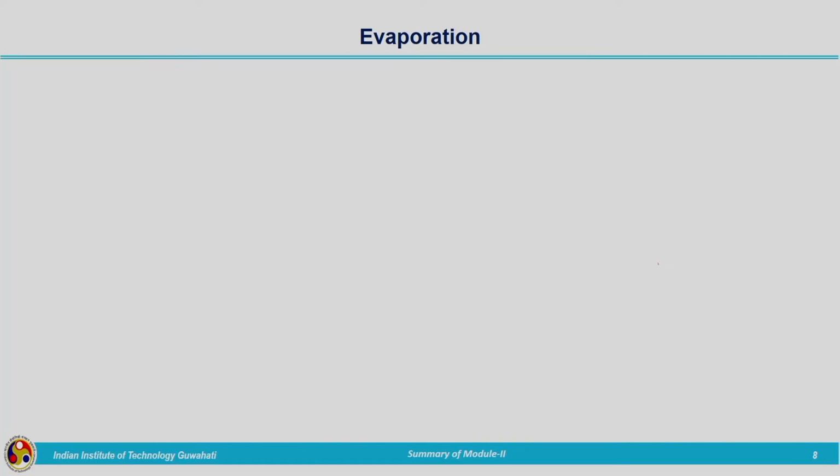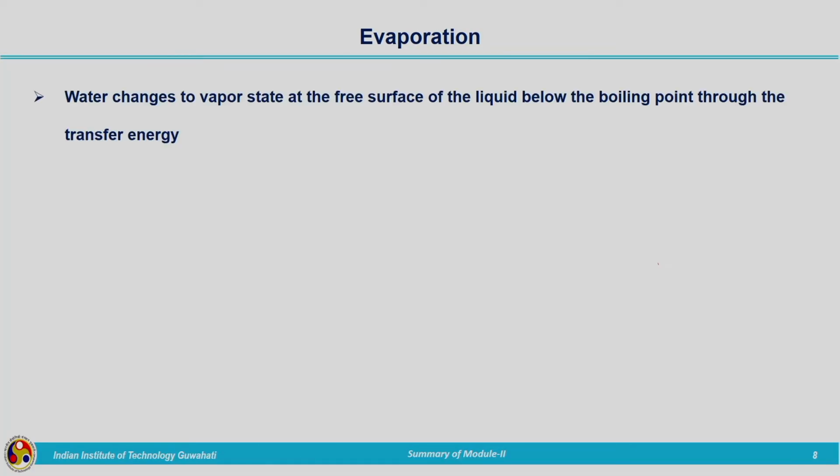After that, we have moved on to the second process related to atmospheric water, that is evaporation. Evaporation is the process by which water changes to its vapor state at the free surface of the liquid below the boiling point through the transfer of energy. So, at the time of evaporation, the temperature will not be at boiling point, it will be below the boiling point. And we have understood the term latent heat of vaporization in that context, and different ways of estimating evaporation we have seen: experimental methods, empirical methods and also analytical methods.